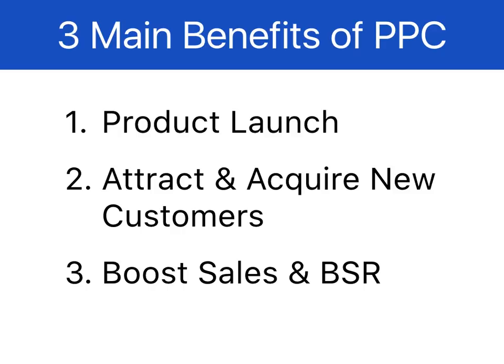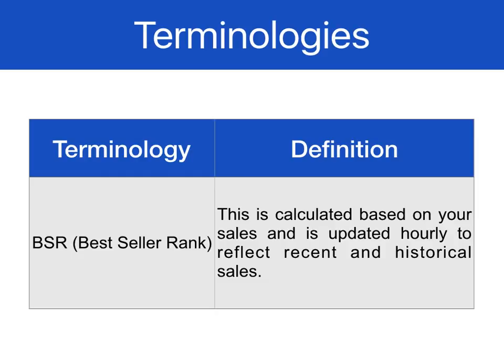And the third one is that sponsored product ads can help boost product sales and also BSR, which is the bestseller rank. As your sales increase through sponsored product ads, so do your rankings. And this will help increase organic searchability, and you will be able to leverage this and increase your sales as well. So here's a table of terminologies used throughout this article.